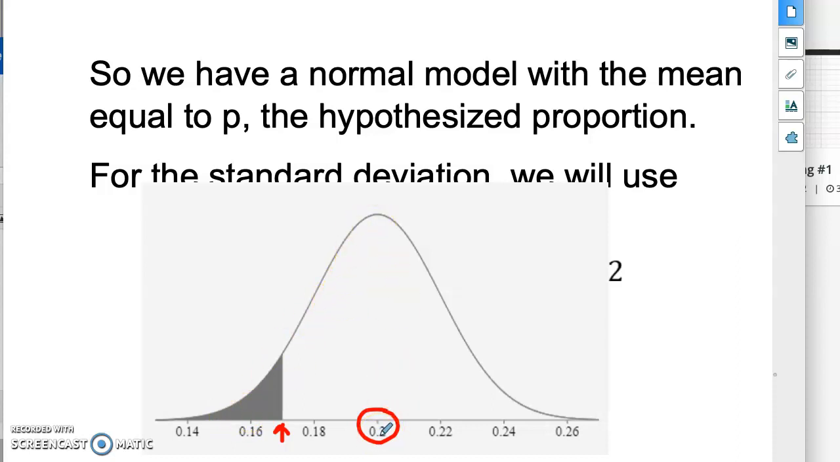All right. In other words, the conclusion that we would make here, and we're not going to do it in detail right now, is that 0.17 is not unusual enough for us to conclude that the new process has made a difference. And we're going to do that more formally in some other examples.